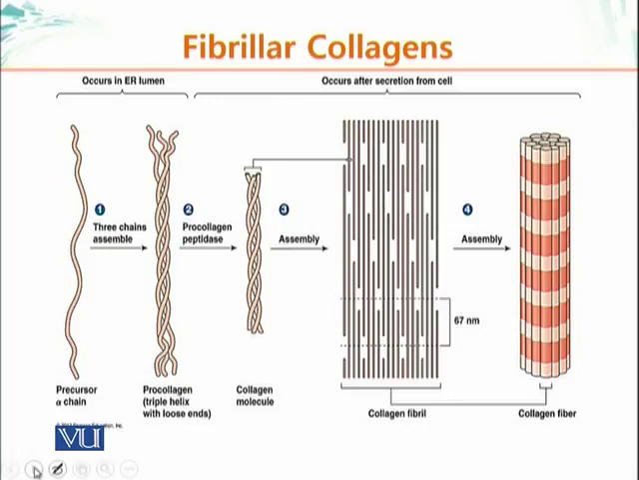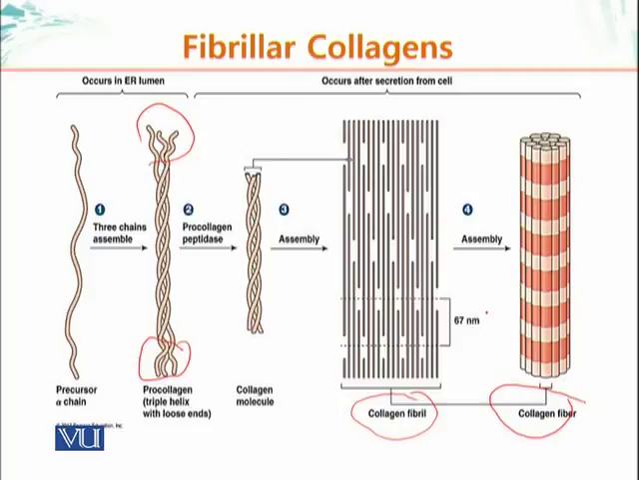So here, for example, this is the precursor alpha chain. It will form the triple helix. Each of these triple helices will go through a modification. We'll talk about why this modification is important. Basically, the ends of this triple helix are removed, and the collagen molecules assemble into a collagen fibril, and several collagen fibrils assemble together to form this collagen fiber.